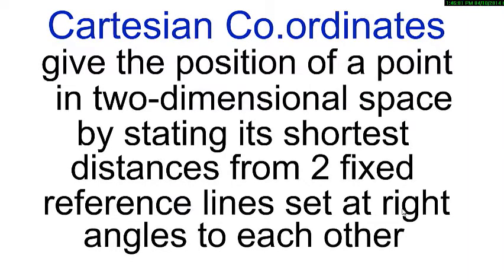Cartesian coordinates give the position of a point in two-dimensional space by stating its shortest distance from two fixed reference lines set at right angles to each other. The distances may be given as positive or negative.